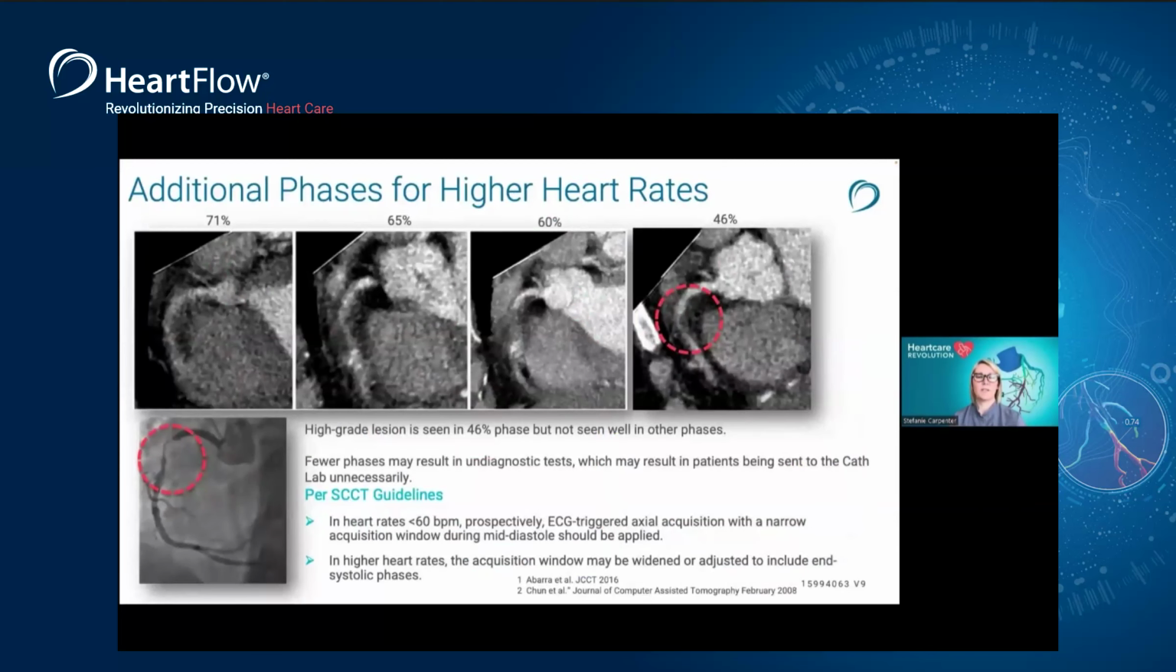In this slide, you can see that the RCA presents differently at different phases. For this reason, HeartFlow recommends sending multi-phase data at higher heart rates. If the patient's heart rate cannot get below 60 beats per minute, open up the scan range from 40 to 80%. Submitting systolic and diastolic phases in patients with heart rates greater than 60 beats per minute can help improve a site's acceptance rate and processing for FFRCT.